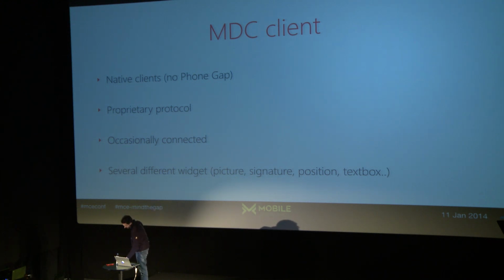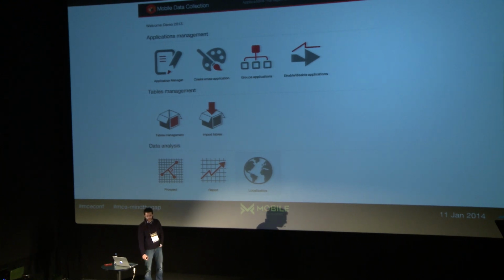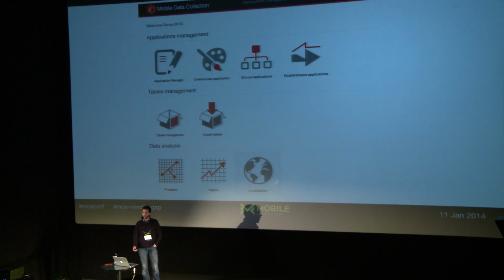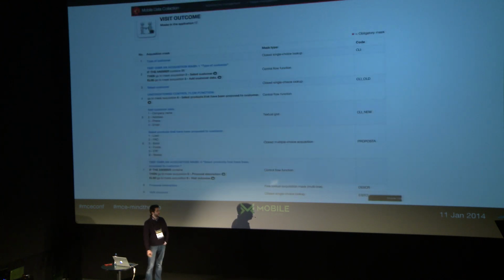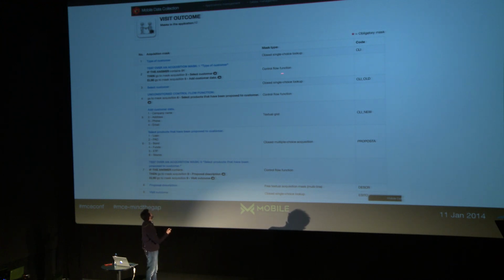And just to give you a better idea, this is the web console. From the top part, in the application management, we can design, using the application manager, the application that I told you about before. So this is an example of an application. It's a series of widgets that allows you to gather information. As you can see in the first column, you have the order of the widgets. And then in the mask type, you have the type of the widget that you're currently using. So the first one, let's say this was an application for salesmen.